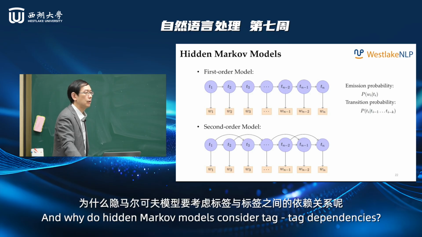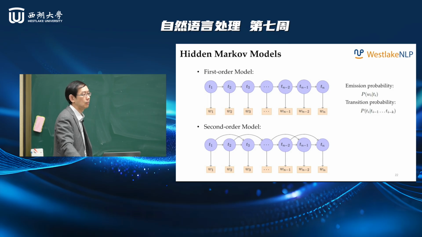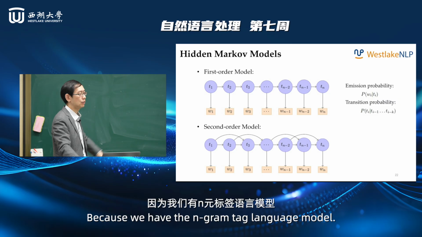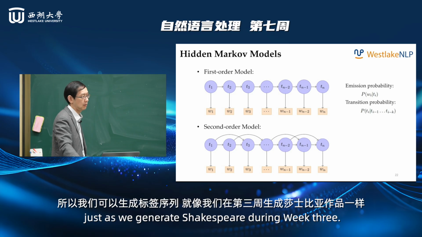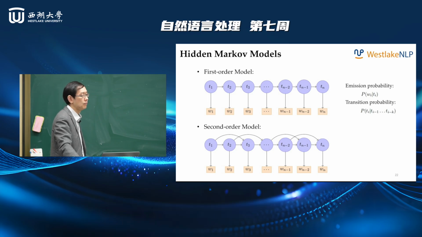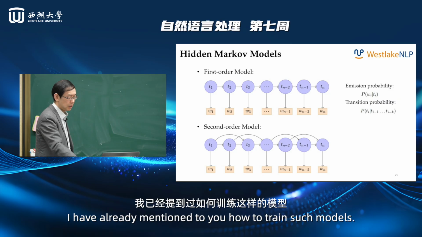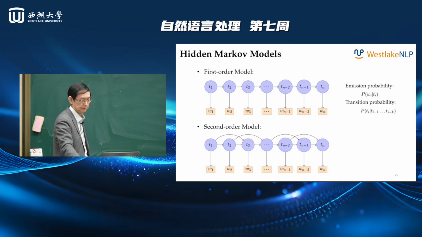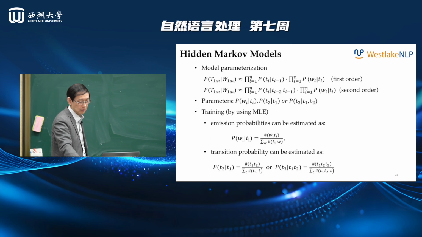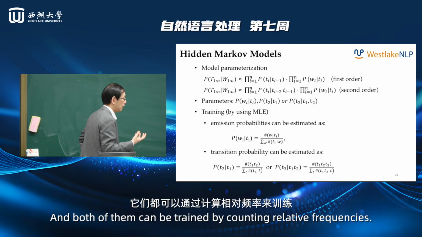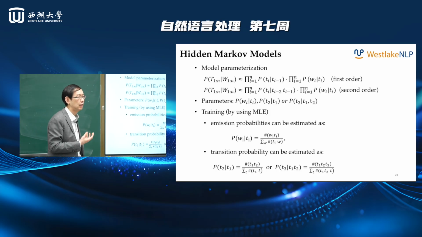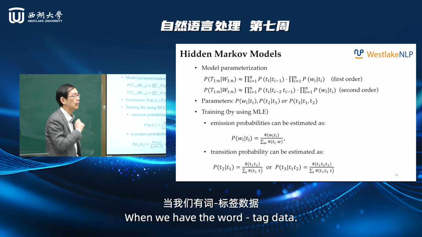And why do hidden Markov models consider tag-tag dependencies? Because we have the n-gram tag language model, right? So we can generate tag sequences just as we generate Shakespeare, right, in week 3, okay? And I already mentioned to you how to train such models. We have two types of parameters. One is emission probability, one is transition probability. And both of them can be trained by counting relative frequencies, okay, when we have the word tag data.